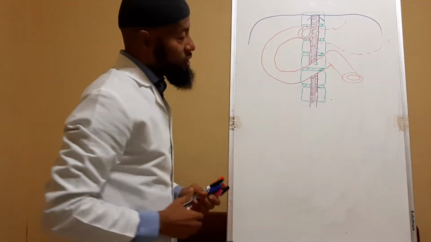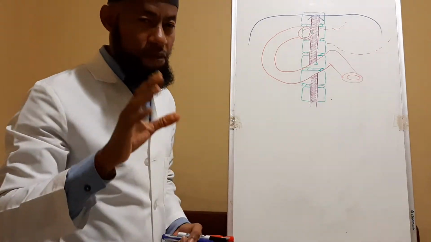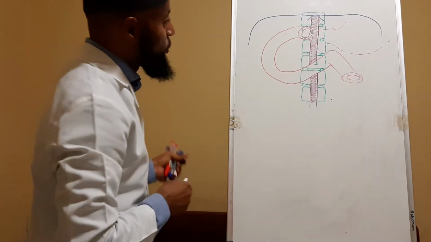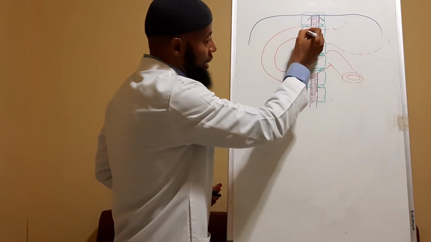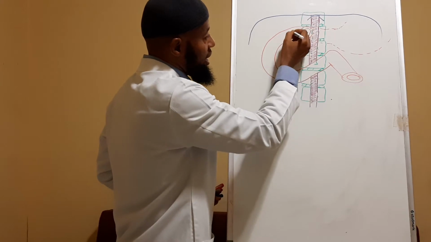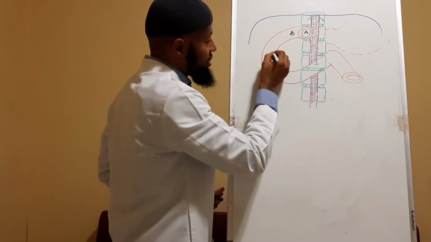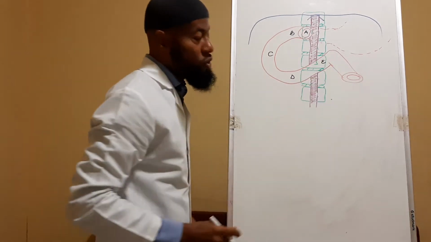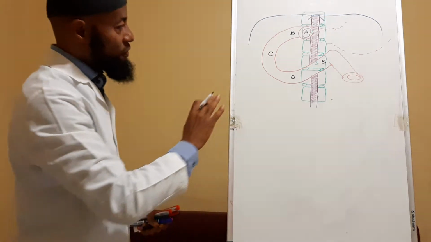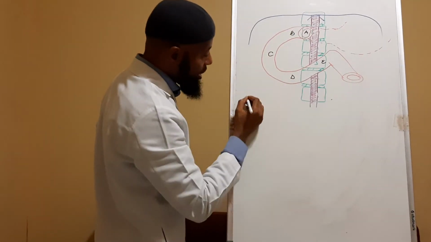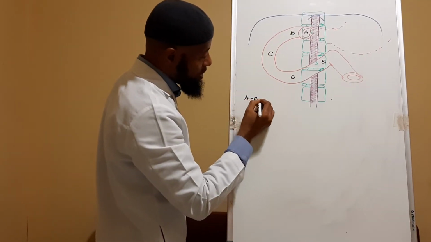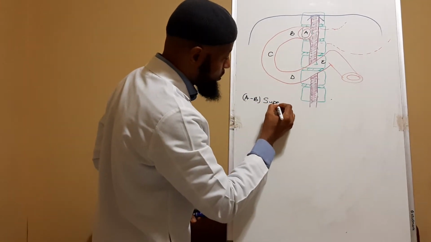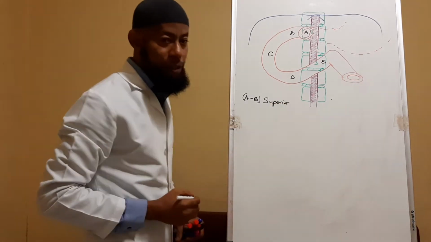Now the duodenum has 4 parts. Let's look at the 4 parts of the duodenum. We're going to label this as A, and this is B, this is C, this is D, and of course this is E. So those are the parts of the duodenum. Now this portion here, A, B, is the superior part of the duodenum.